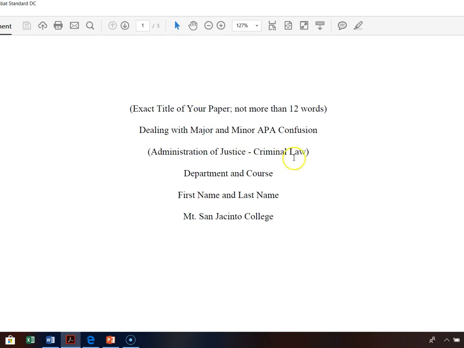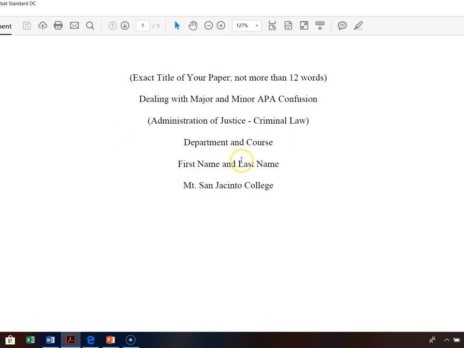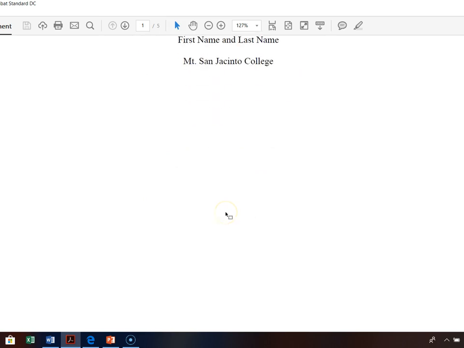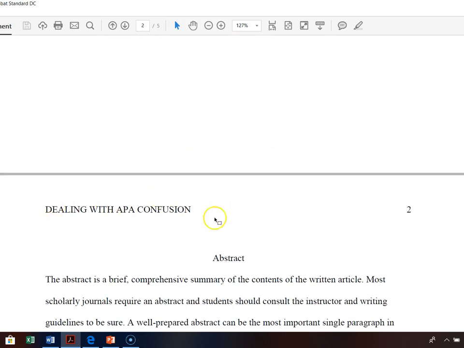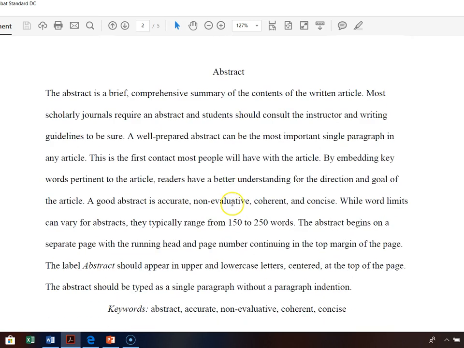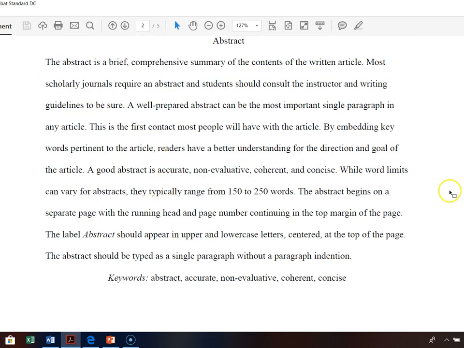You can put Administration of Justice, Criminal Law, whatever the course is, your first and last name, and Mount San Jacinto College. You can put my name in there if you want. Remember, we have the little header at the top, and then we have an abstract. And remember, it's a brief summary of the contents of the written article, with some keywords.